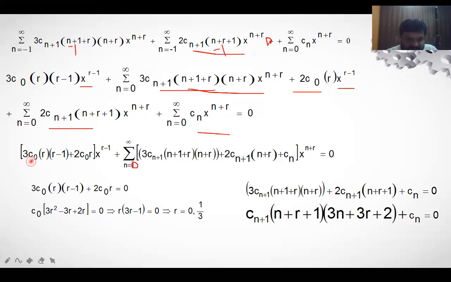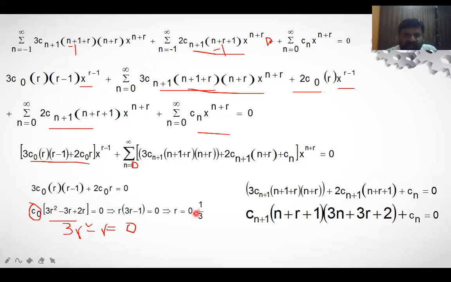So 3c0,r into r minus 1 plus 2c0,r equal to 0. So take out this c naught common. So 3r into r square minus 3r plus 2r. Since c naught is not equal to 0, we are equating this value to 0. So that is 3r square minus r equal to 0. This is called the indicial equation. Taking r common, we will get r equal to 0 and 1 by 3.